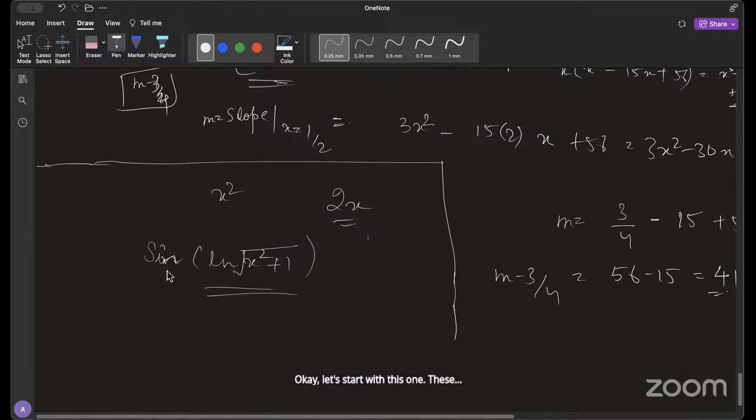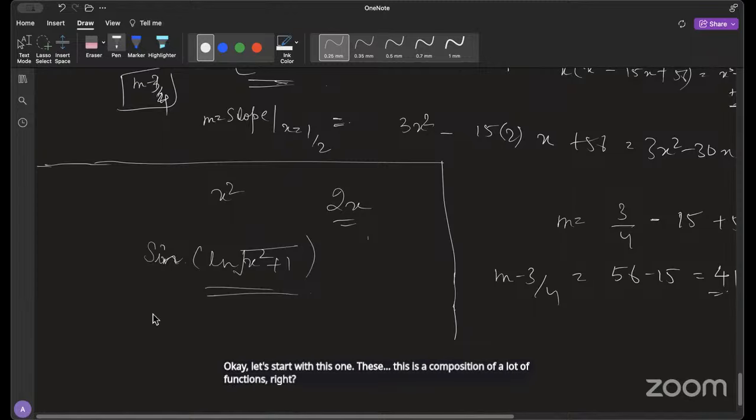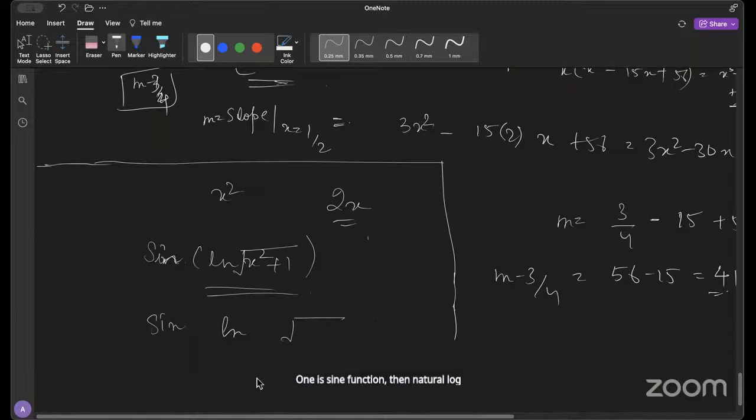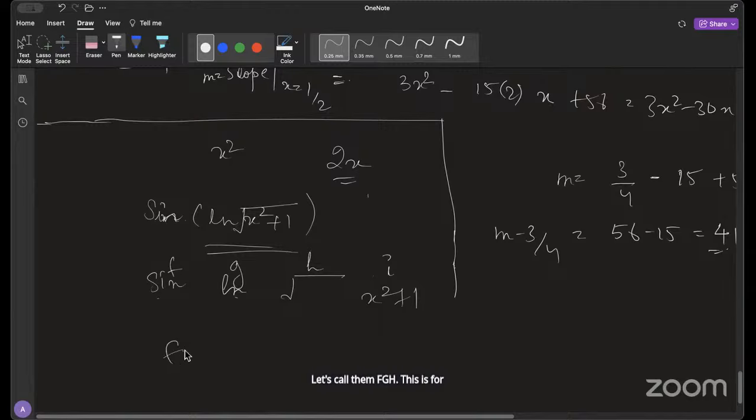This is a composition of a lot of functions, right? One is the sine function, then the natural log function, then the square root function. Majorly these three functions, right? And then x square plus 1. So you have four functions there. Let's call them f, g, h, i. This is for your convenience only. f o g o h o i. How do you find the derivative of this entire thing?